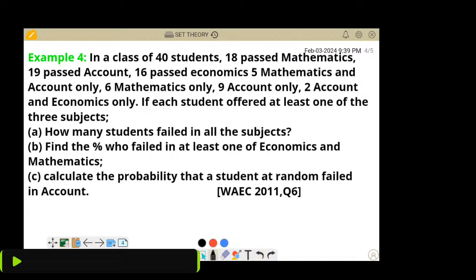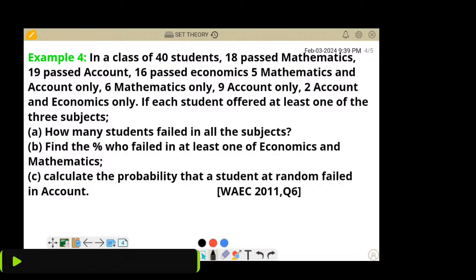Let's proceed to the next question, and this one is coming from a past WAEC question, that is year 2011 question number 6. We are still going to use Venn diagram, but this time around we are dealing with 3 different sets. So let's see how we go about this. The question says, in a class of 40 students, 18 passed mathematics, 19 passed account, 16 passed economics.